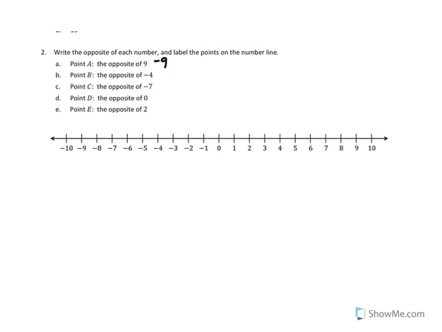What is the opposite of negative 4? That is positive 4. What is the opposite of negative 7? That is positive 7. What is the opposite of 0? Let's see if you can remember this. 0 has no opposite. It is always going to be 0. Okay? The opposite of positive 2. Negative 2. All right, those were pretty easy, I hope.